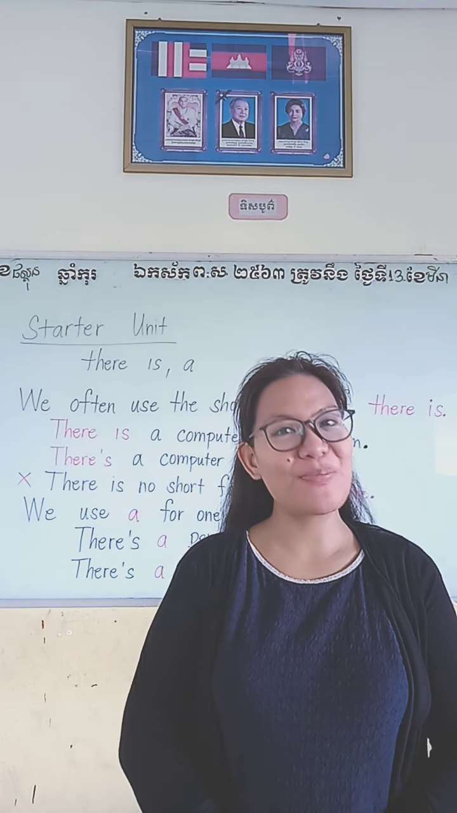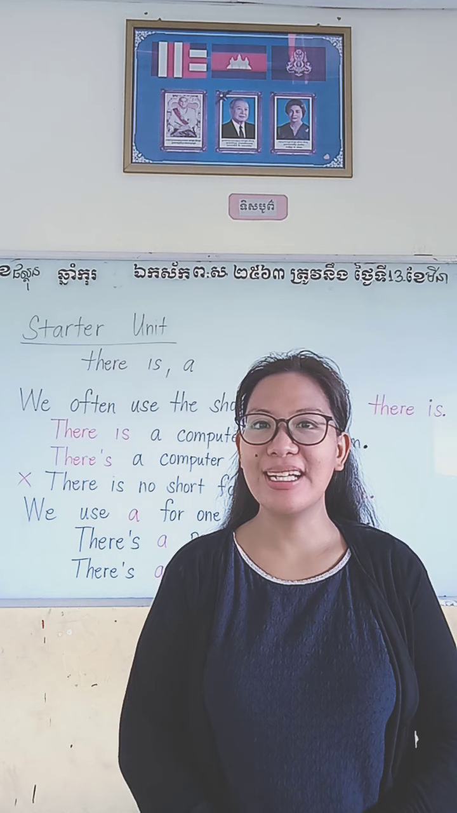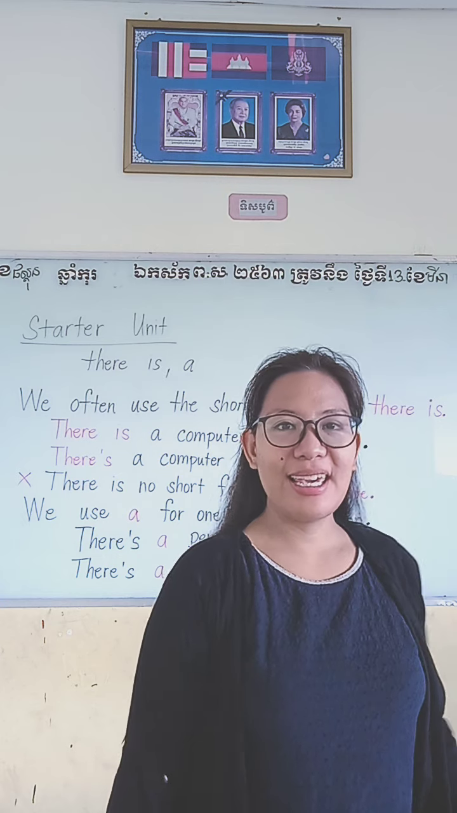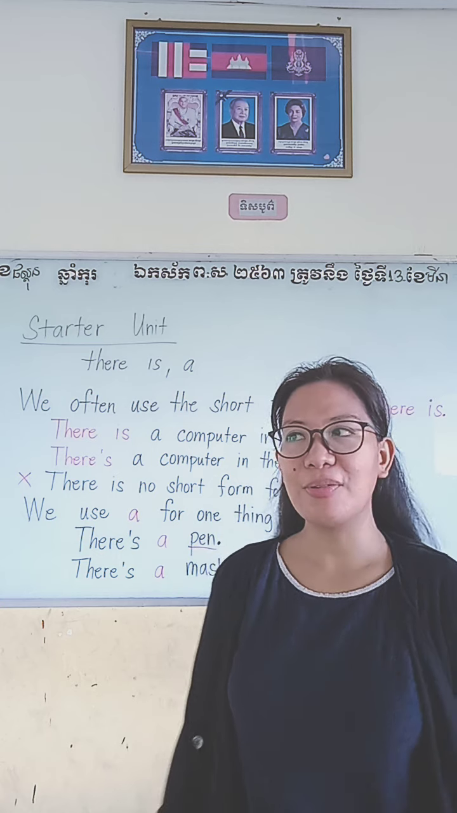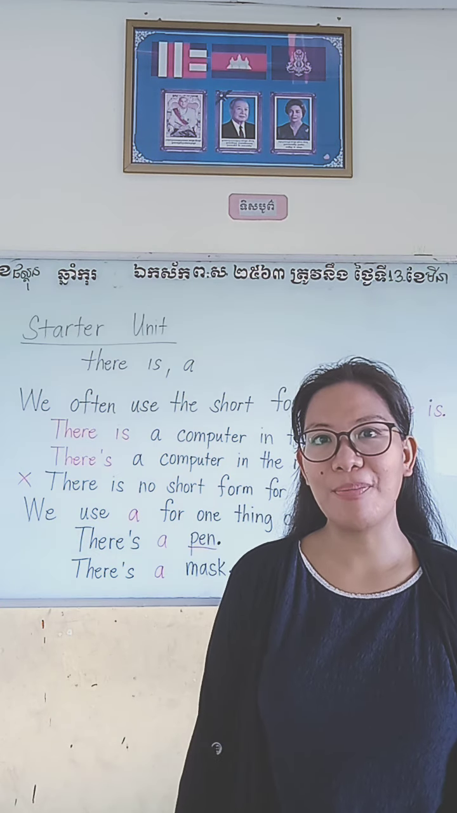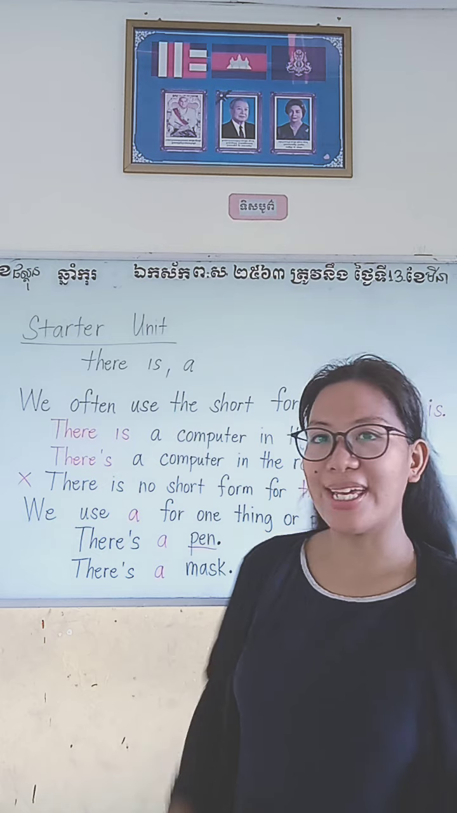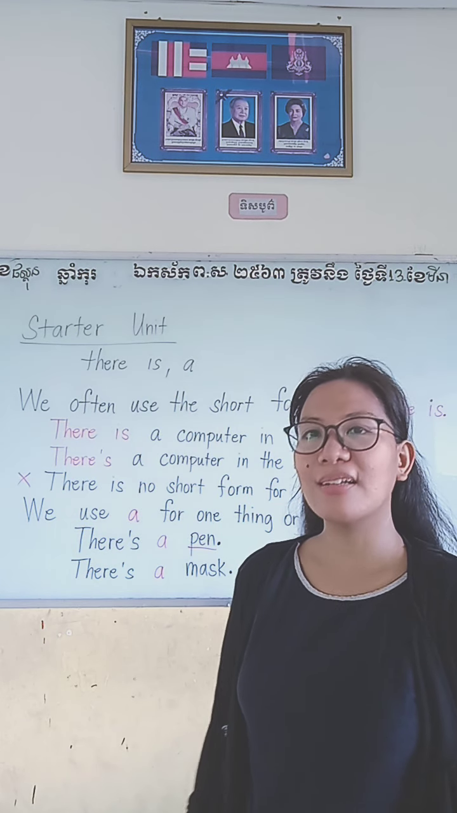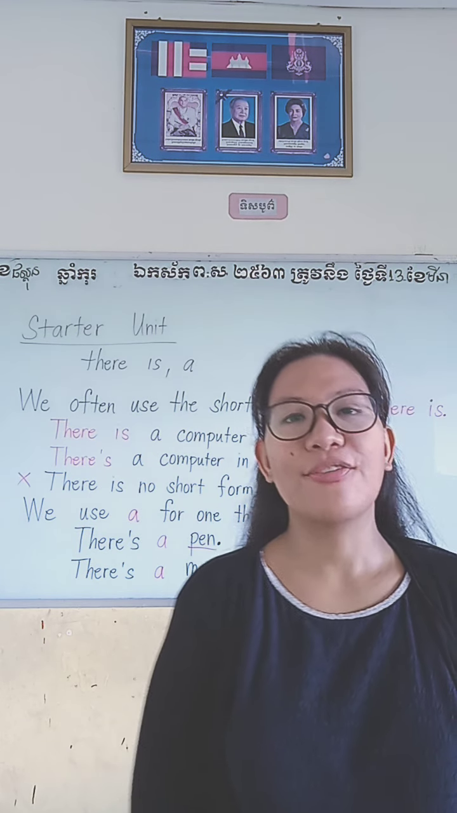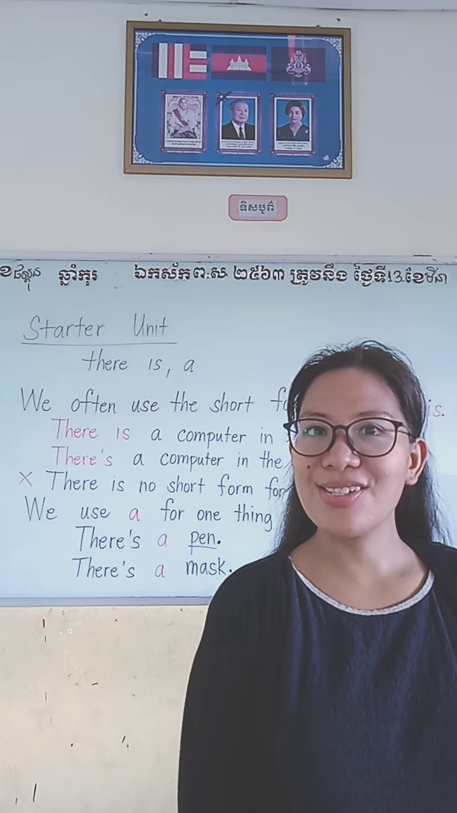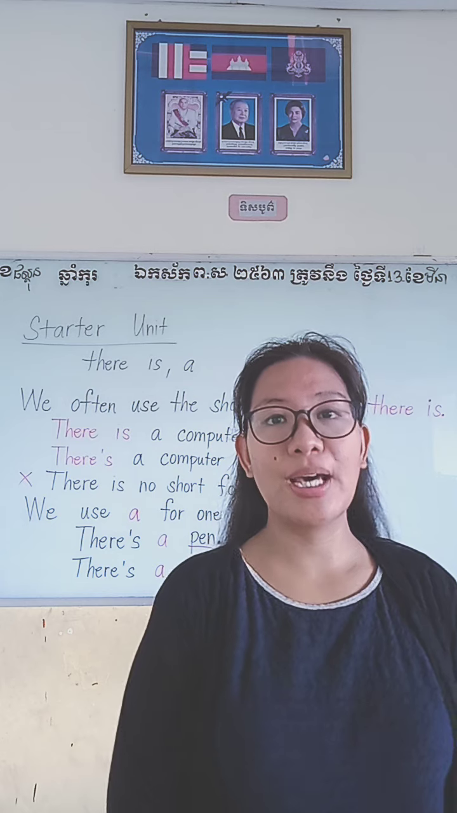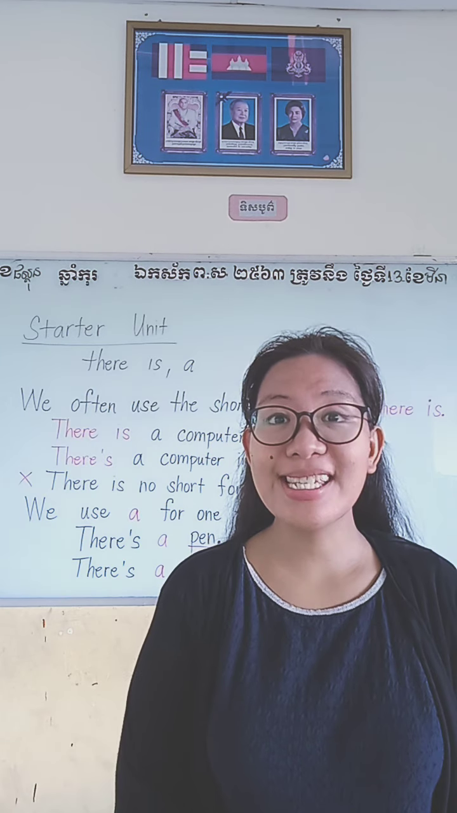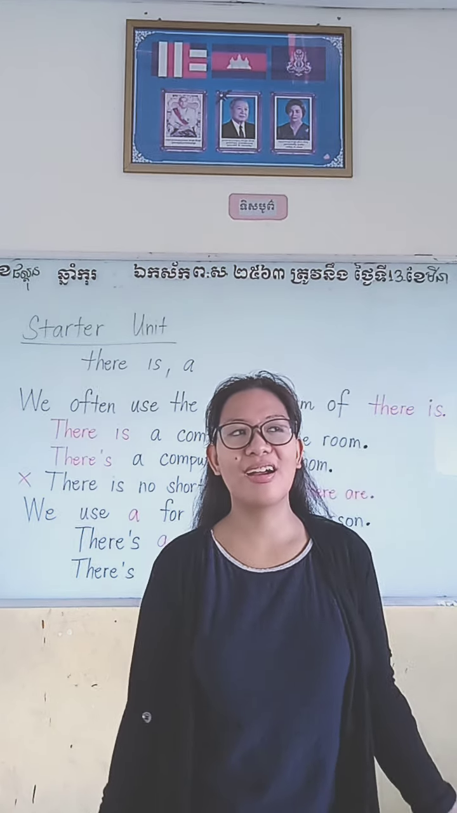This is the last part of our lesson. Okay, this is lesson 3. Lesson 3 is just a review, and we're going to learn more about there is and the article a. For this time, let's just have a quick review. For lesson 1, we learned about there is and there are.